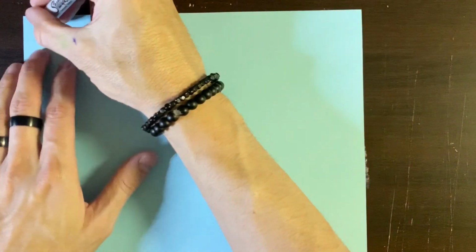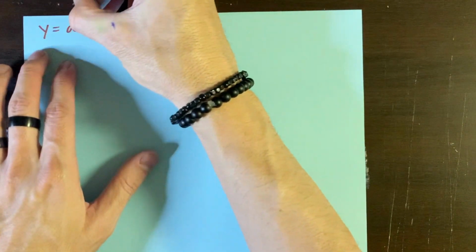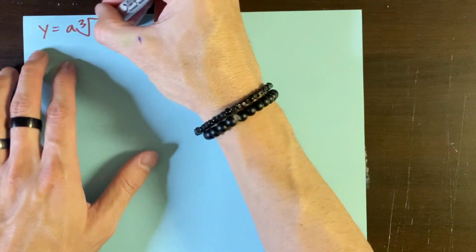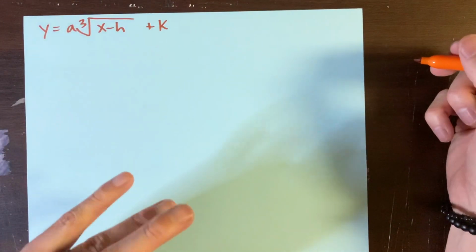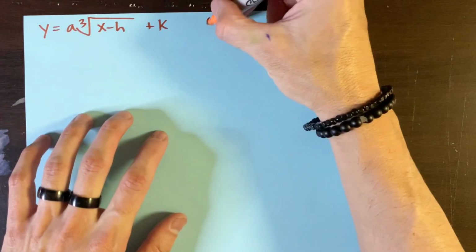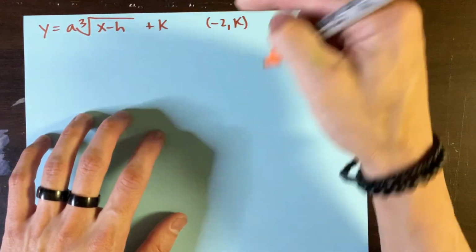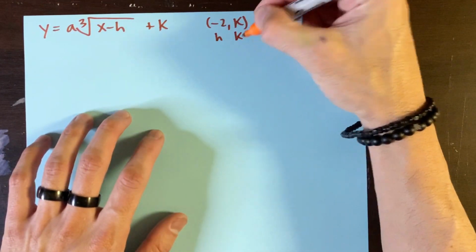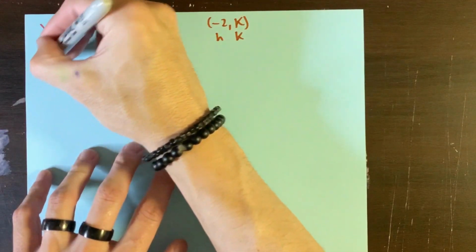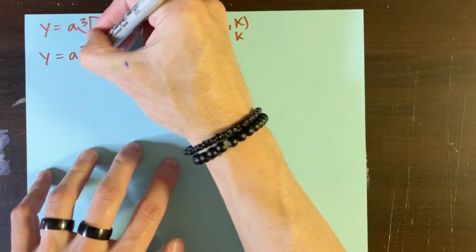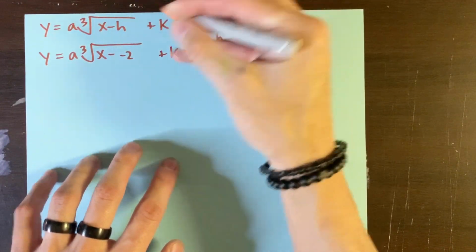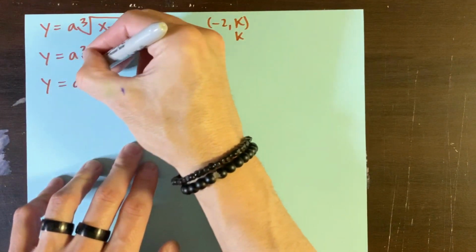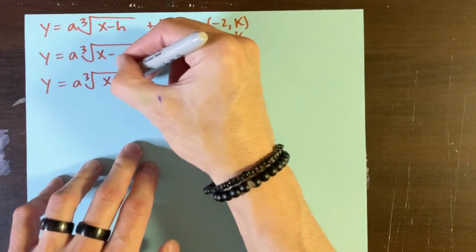So for this last problem here, the one with the shoes, I would recommend that you guys write down the equation that we have for cube root. And we know that the inflection point was at -2, k. So we can plug that in for h, and I guess it stays k. So we have y equals a cube root of x minus -2 plus k. You guys know that the double negative becomes positive like that.